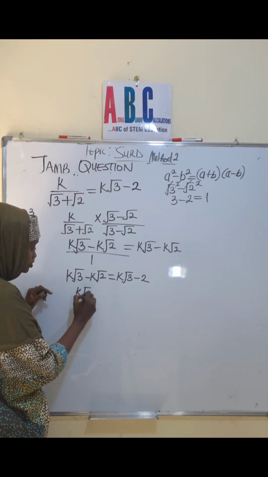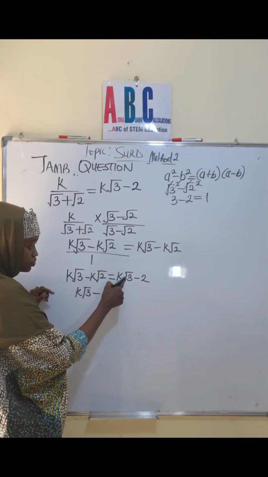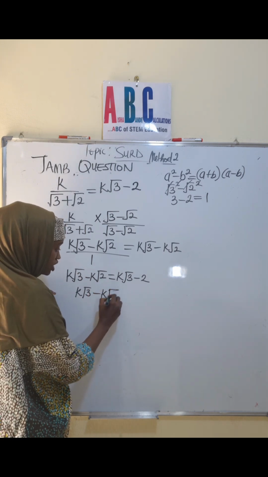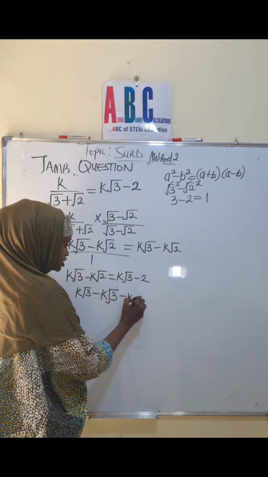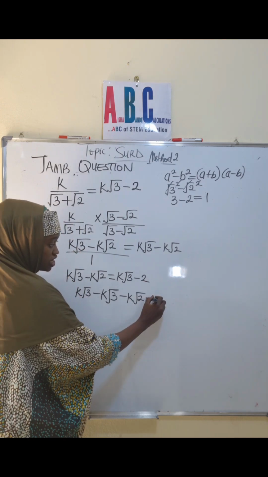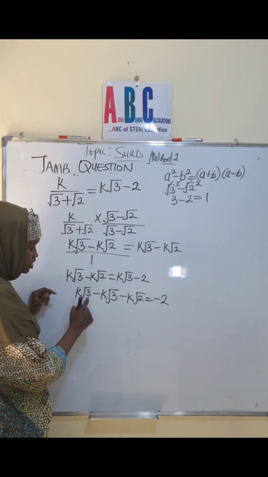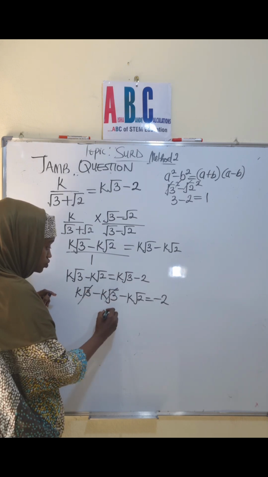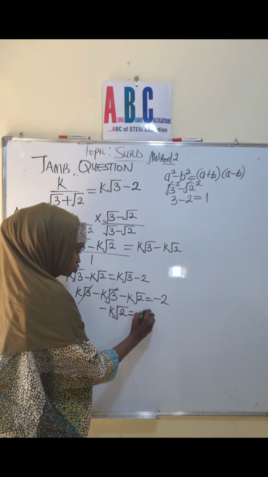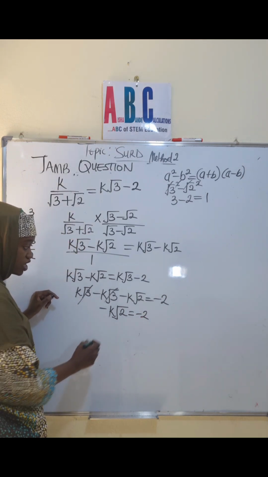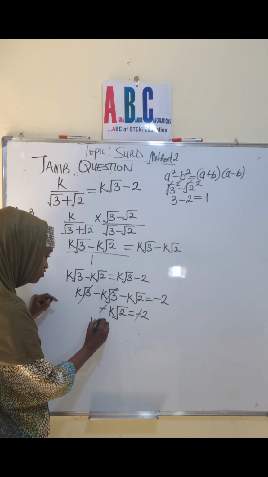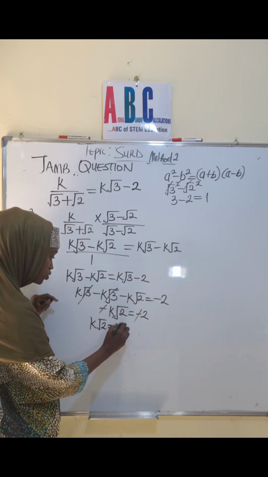This k root 3 will cross to the left hand side to become a negative value. So we have minus k root 3, minus k root 2, this is equal to, now the minus 2 here maintains its position, right? k root 3 minus k root 3 gives us 0. So we are left with minus k root 2 is equal to minus 2, right? So at this point, the negative cancels the negative side, and we have k root 2 is equal to 2.